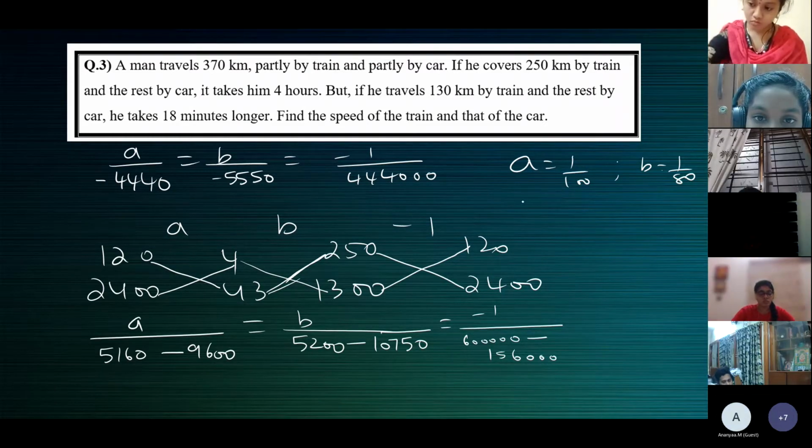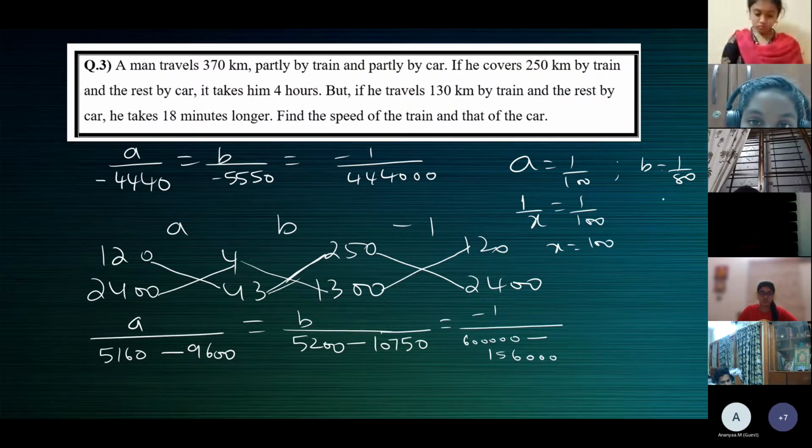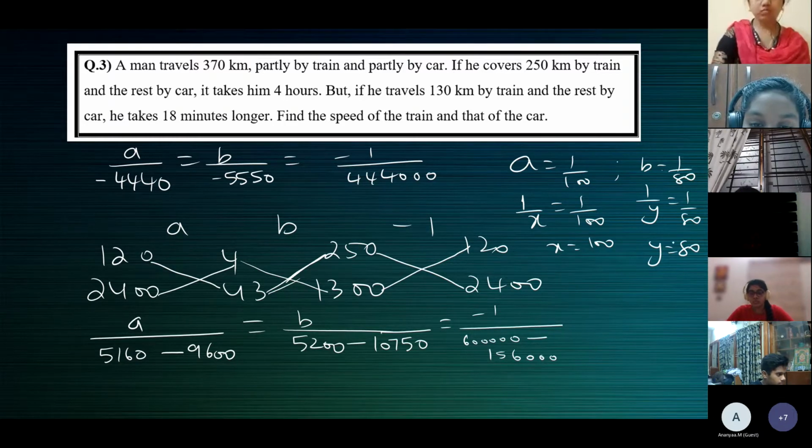So A means X, sorry, 1 by X is equal to 1 by 100 or X is equal to 100. Speed of the train is 100 kilometers per hour. B means 1 by Y is equal to 1 by 80. So Y is equal to 80. Speed of car is 80 kilometers per hour.